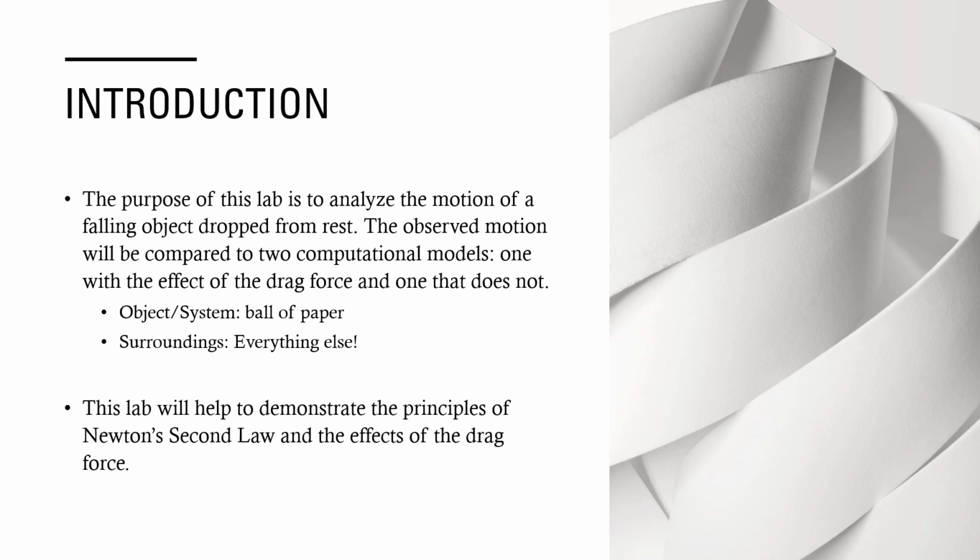The system of the experiment is the ball of paper, and the surroundings are everything else around it. This lab will help to demonstrate the principles of Newton's second law and the effects of the drag force. In this experiment, the main result that we gain is the object undergoes uniformly accelerated motion due to gravity, and further helps us understand the effects of drag force.